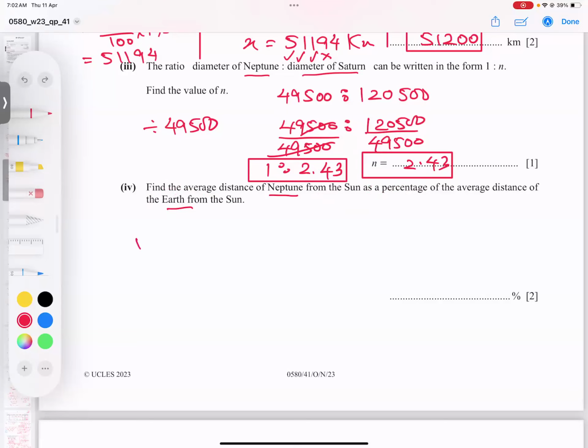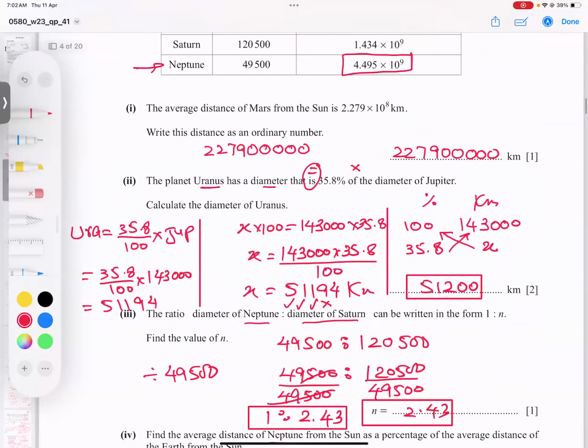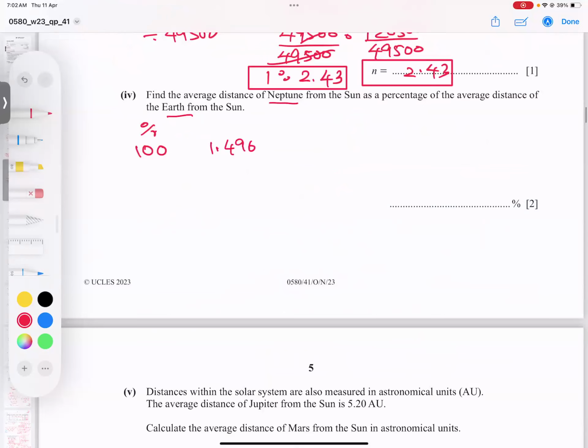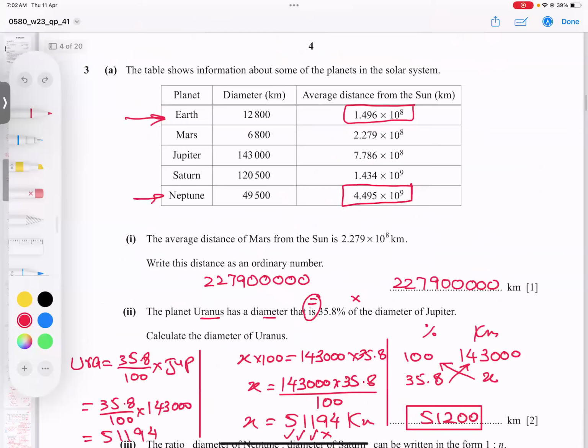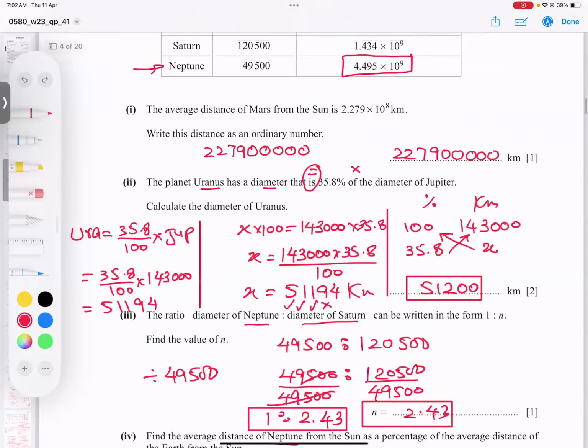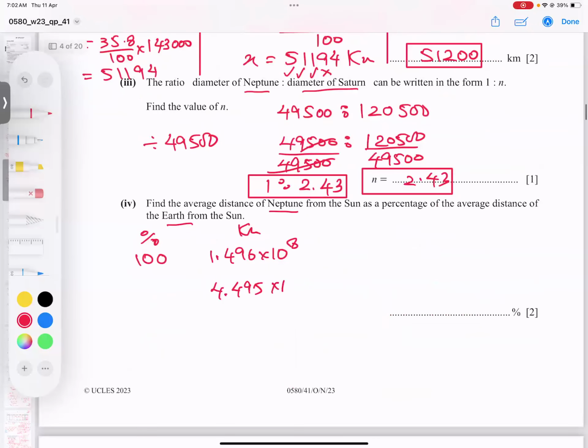So whenever as a percentage comes, that is always bigger. So with this, it means as a percentage of Earth. So Earth, I will take as 100%. So Earth is 1.496 into 10^8. Okay, and this is taken, and this is a distance in kilometers. You know it very well. Okay, and the second distance, what he said about Neptune, and Neptune is this one, 4.495 into 10^9 is equal to what? I hope you got my point. So let's see how we can get it.